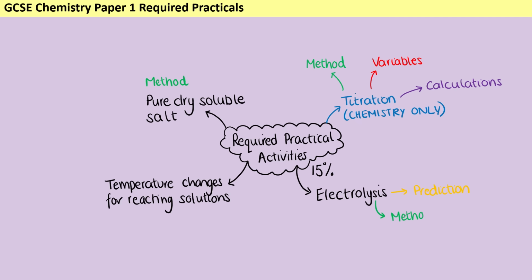For electrolysis, the key thing highlighted in the specification is, can you make predictions about what products we're going to see being made during that electrolysis? And then temperature changes is the real one where we are expecting to see a lot of questions about the different variables in this investigation.